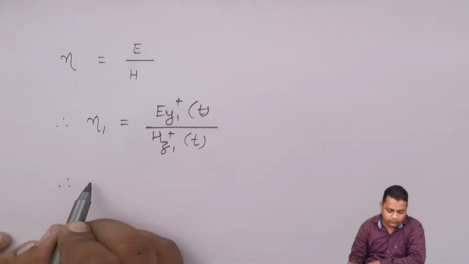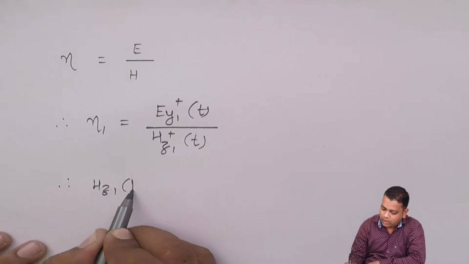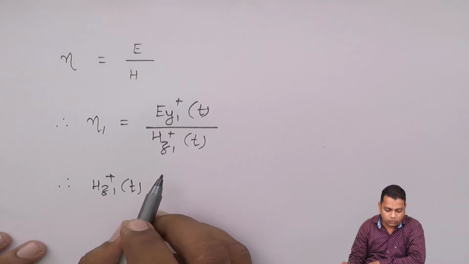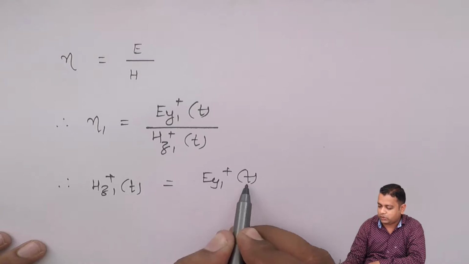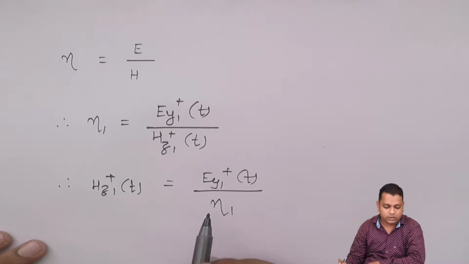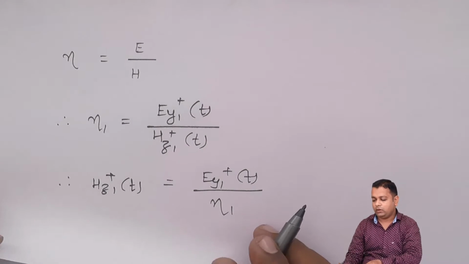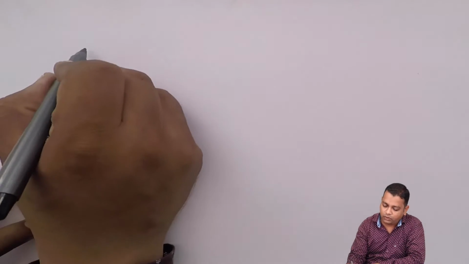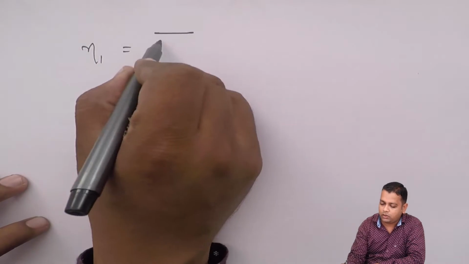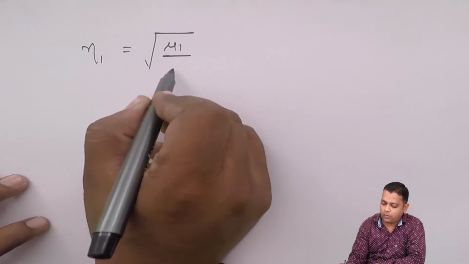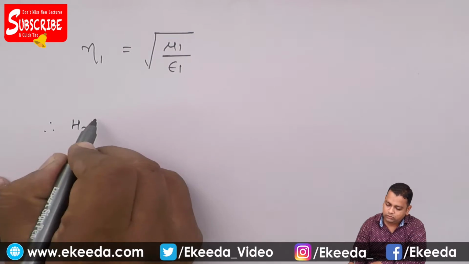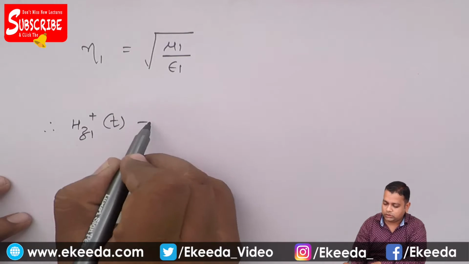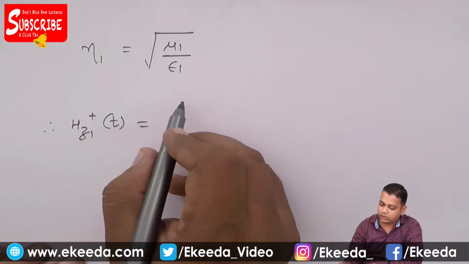So from this relation, we can make hz1 as a function of t having the positive notation. It will be given by Ey1 positive as a function of t divided by the intrinsic impedance eta 1. Now, intrinsic impedance eta 1 can be calculated by taking the square root of mu 1 upon epsilon 1. Therefore, hz1 for the incident wave as a function of time will be the ratio.